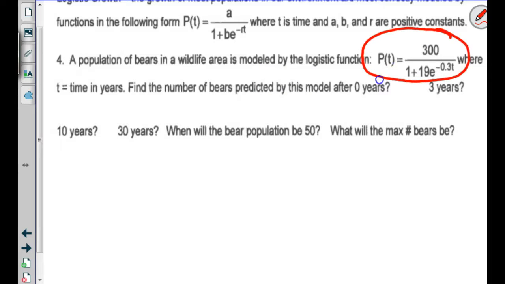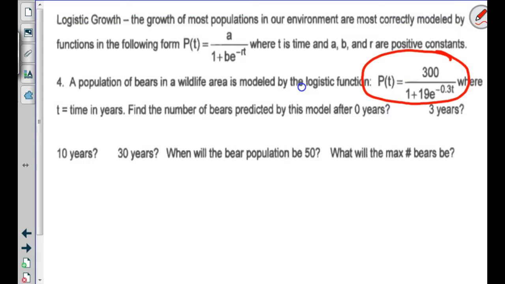This is called logistic. It's going to approach, it says logistic growth. The growth of most populations in an environment are most correctly modeled by a function of this form. Okay, so we have a population of bears in a wildlife area, and it's modeled by this, where t is time.